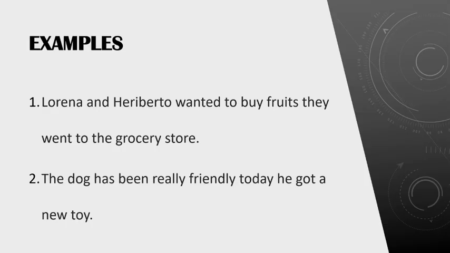Let's look at some examples. Example number 1: Lorena and Heriberto wanted to buy fruits. They went to the grocery store. Example number 2: The dog has been really friendly today. He got a new toy. Both of these examples have two complete sentences within them which have not been properly separated.